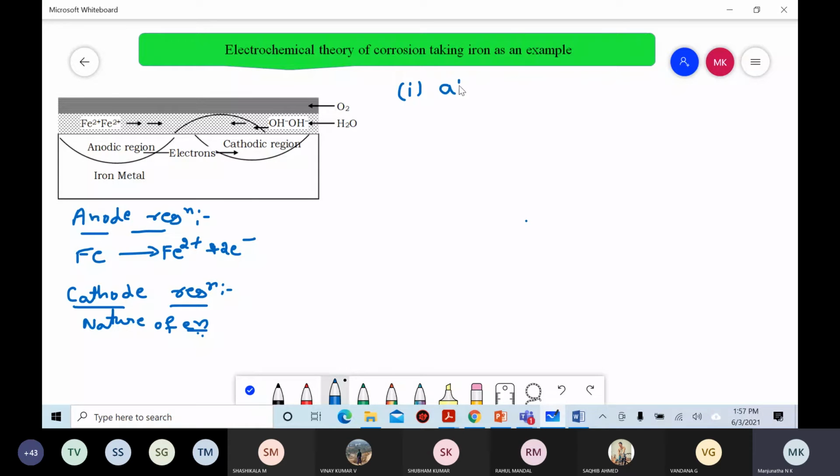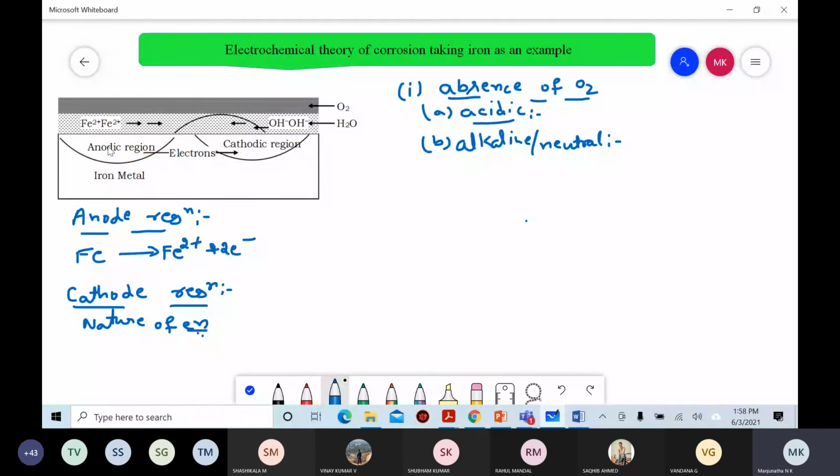First one is absence of oxygen. Absence of oxygen means in the environment there is no oxygen, only moisture is present. So in this case there are two cases. One is the medium is acidic in nature. Second one is the medium is alkaline or neutral in nature. These are the two cases in the absence of oxygen.